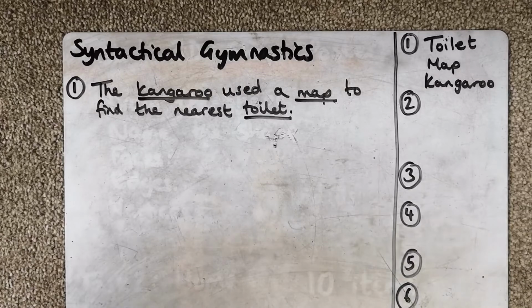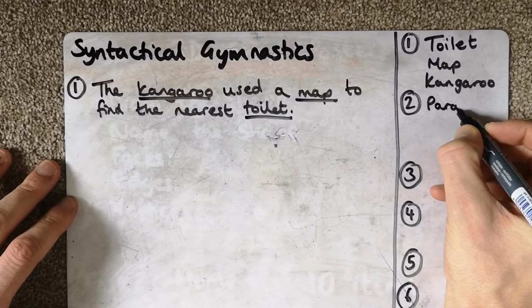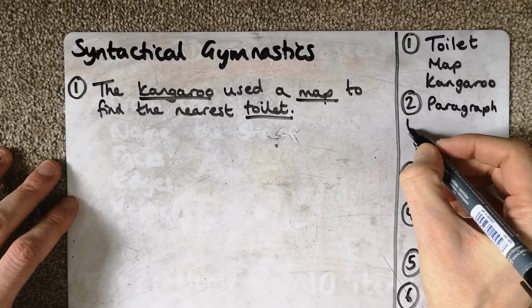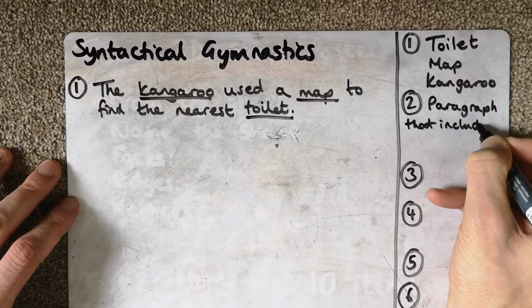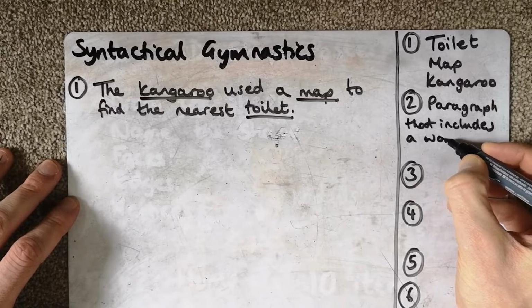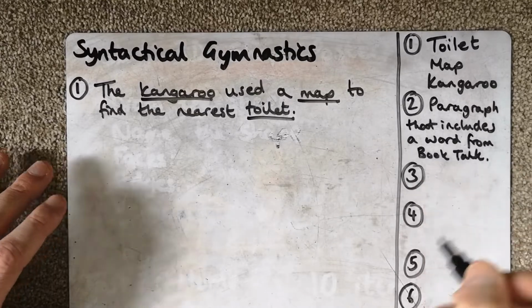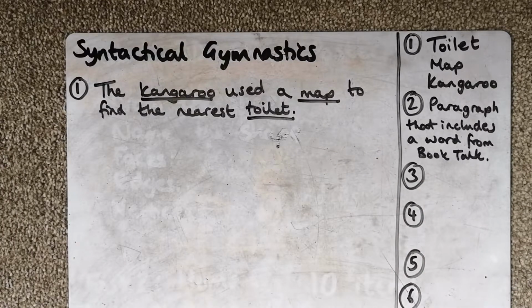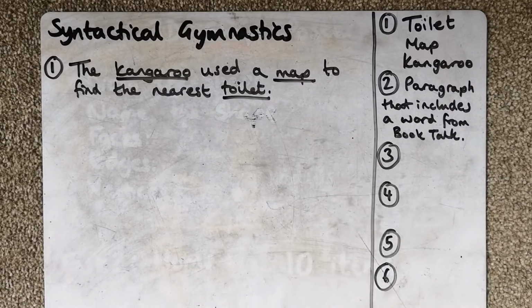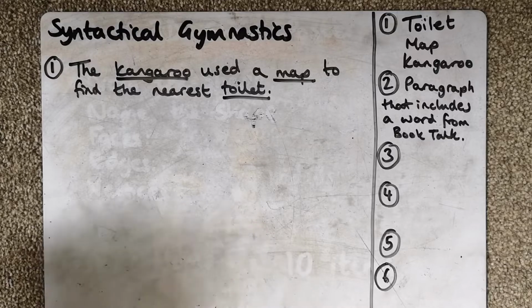Your second sentence needs to be more of a paragraph that includes a word from Book Talk. Now, if you remember, during Book Talk, we should still be collecting just 1 word a day. You collected a lot more from last week, so you can use some of them if you want. But you need to use some words that you have been reading about that are either new to you or that are powerful, that have had a good impact in your story, and you need to include them, and that's in the second paragraph.